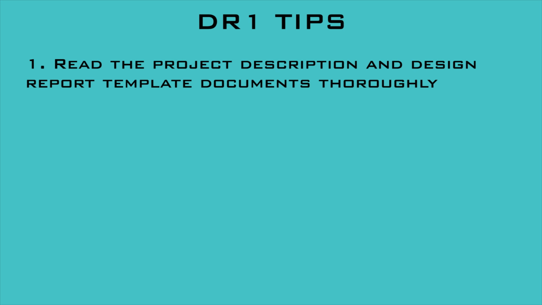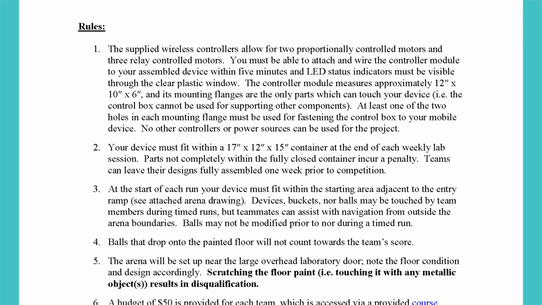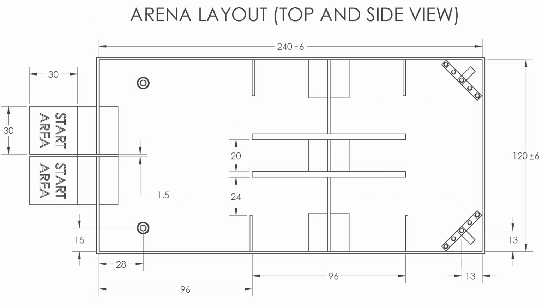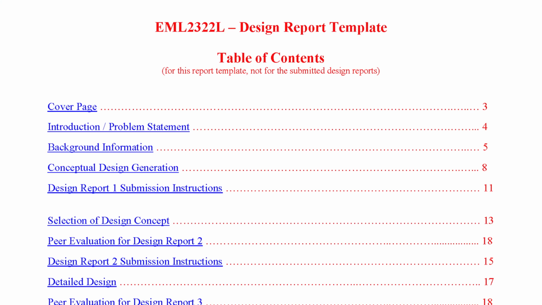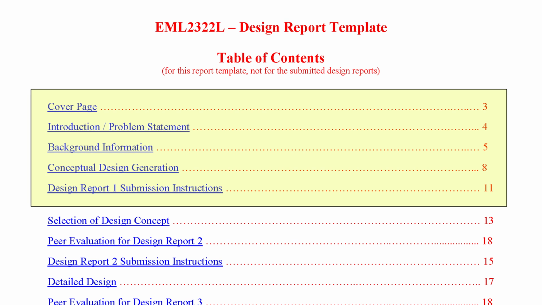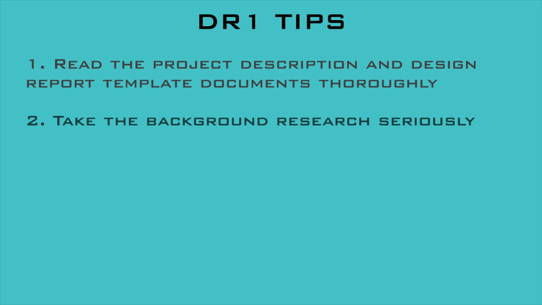The first tip is to read the project description thoroughly and highlight any constraint or dimension which affects your approach to the design solution. Every semester, students submit ideas which do not fulfill all of the requirements listed in the problem statement. This is also the time to thoroughly read the design report template sections pertaining to the first design report. The second tip is to take the background research assignment seriously, as it's the only chance you have to become knowledgeable about these topics so you can make good design decisions on the project.